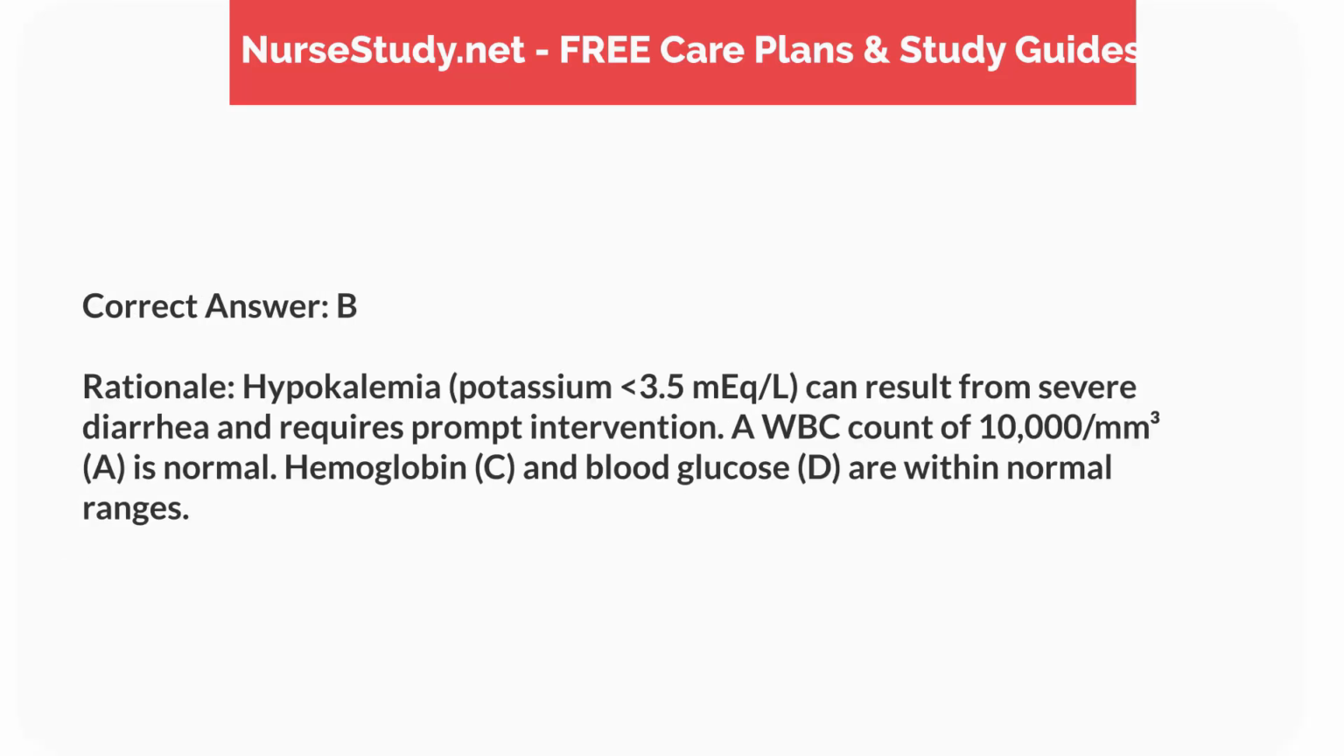Correct answer, B. Rationale: hypokalemia, potassium less than 3.5 milliequivalent per liter, can result from severe diarrhea and requires prompt intervention. A WBC count of 10,000, A, is normal. Hemoglobin, C, and blood glucose, D, are within normal ranges.